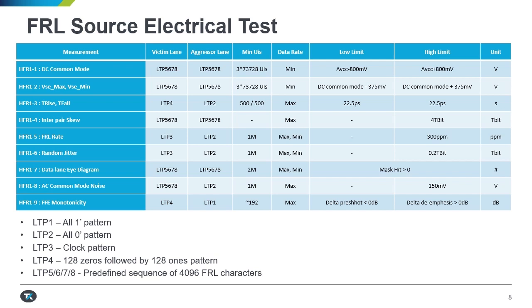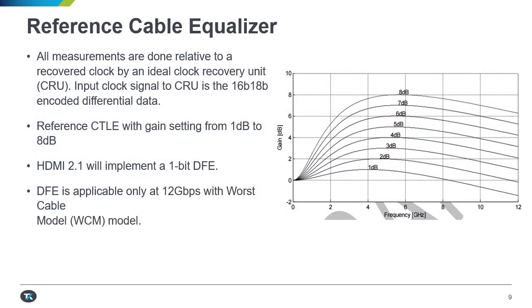And here are the list of different patterns required on victim lane as well as the aggressor lane and the minimum UIs and its low limit and high limits. All measurements are done relative to a recovered clock. Input clock signal to CRU is the 16B/18B encoded differential data. Reference CTLE with gain setting from 1 to 8 dB is as per the below definition shown in the graph.